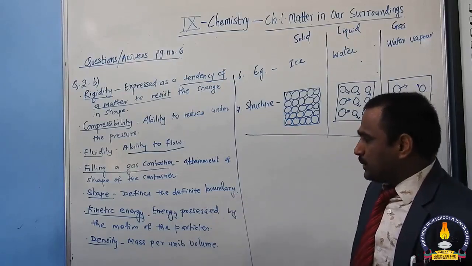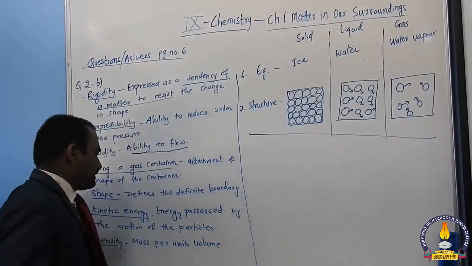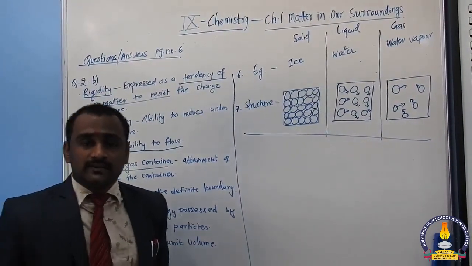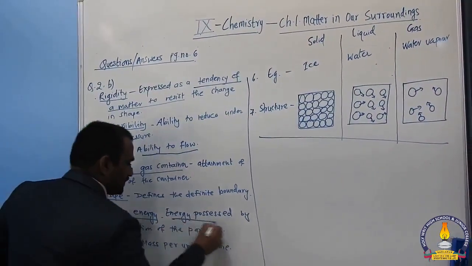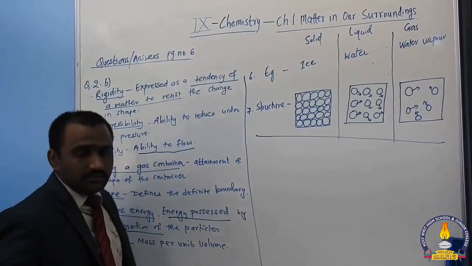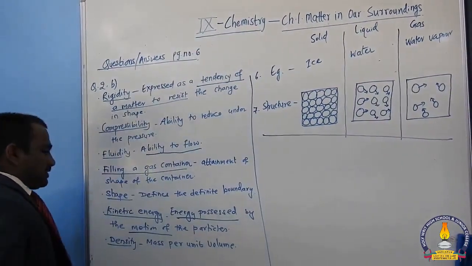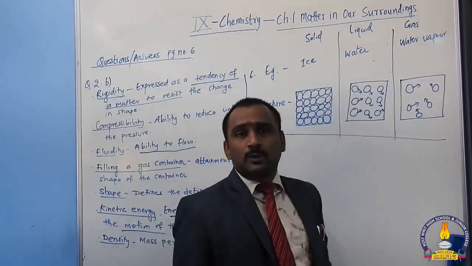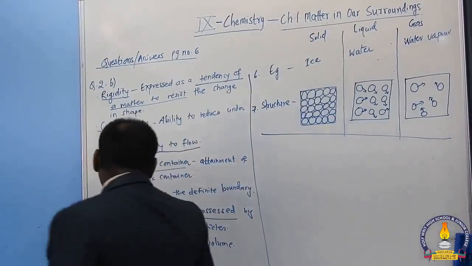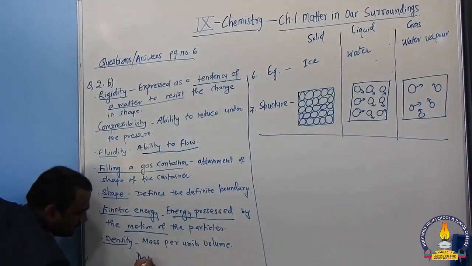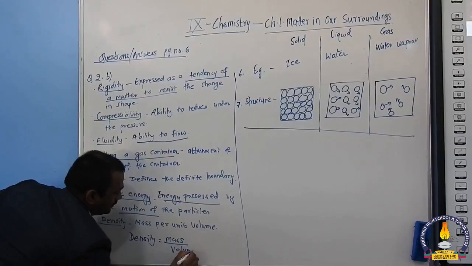We will come to the next property, kinetic energy. It is a property from physics. Kinetic energy is nothing but energy possessed by the atom while moving, or while in motion from one place to the other place. And the last and most important property is density. Density is nothing but mass per unit volume, and we have written the formula also last time. Density is equal to mass divided by volume.